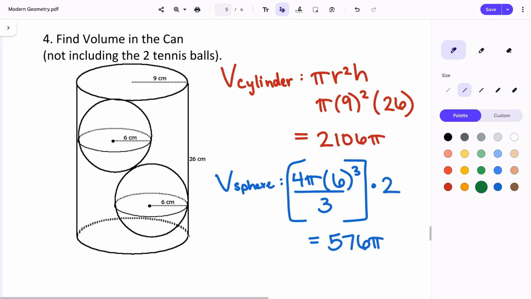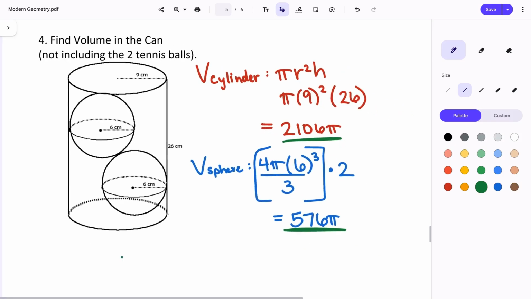Okay, pi. What should we do with these numbers? This time subtract, because I want to know the rest of the space in the can. So if I take 2,106 minus 576, what does that come out to be? 1,530. Good. We still have a pi. We still have our label.